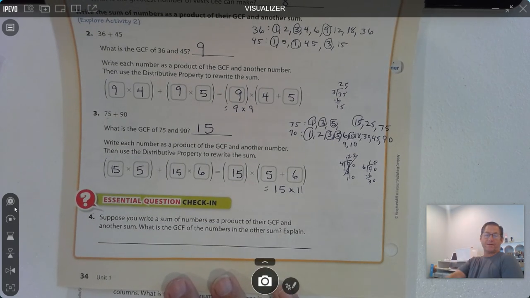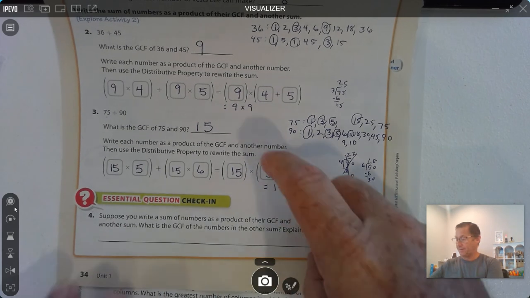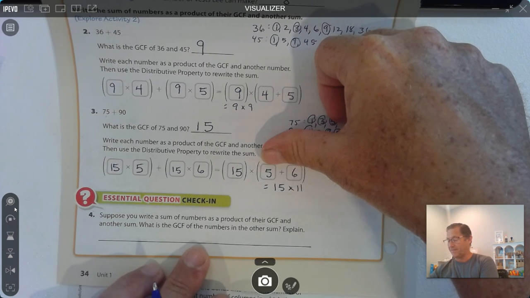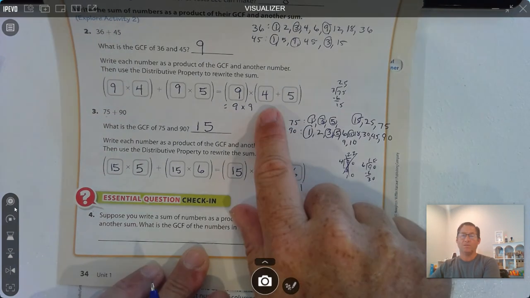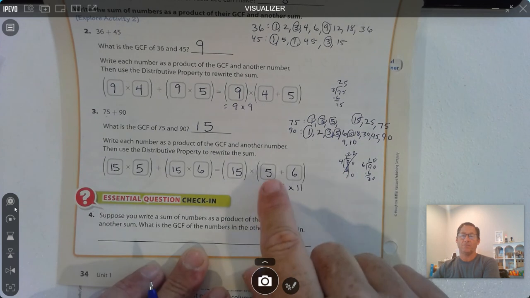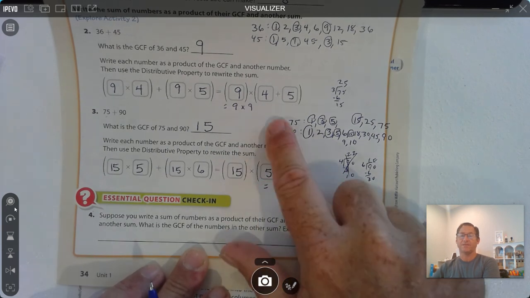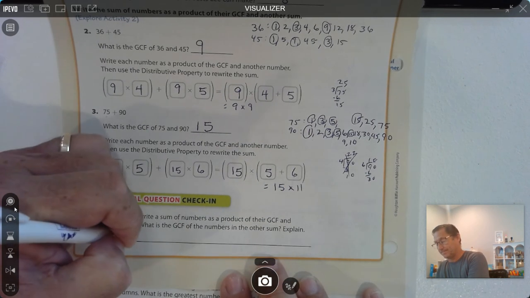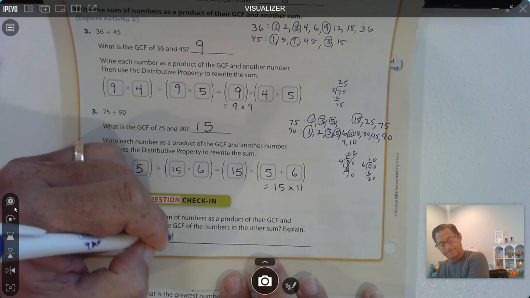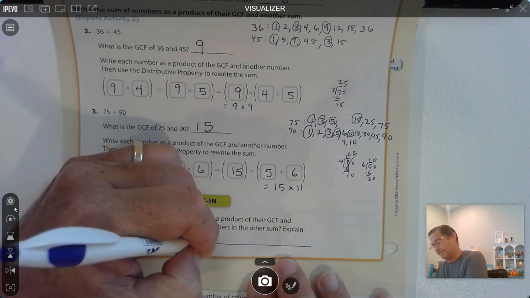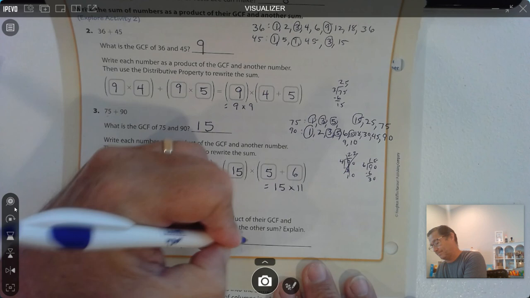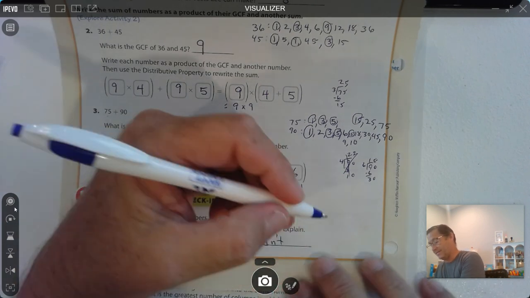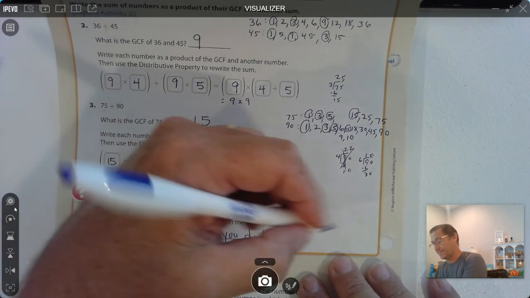All right, so suppose you write a sum of the numbers as a product of their GCF and another sum. What is the GCF of the numbers in the other sum? In other words, what's the greatest common factor of 5 and 6? The greatest common factor will be 1. And if it's not 1, then we didn't find the greatest common factor to start.